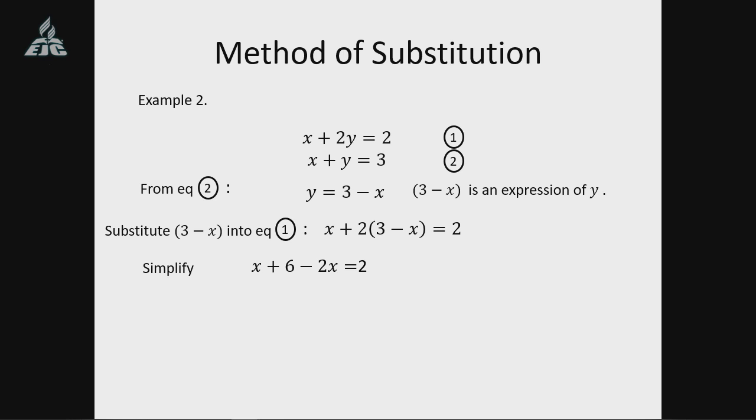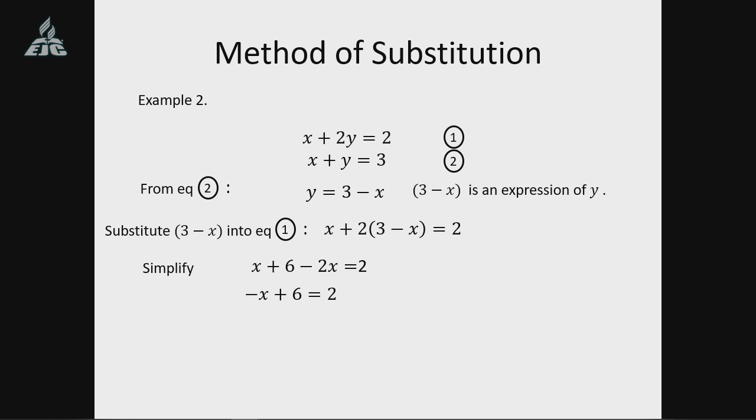Now we can tidy this up a little bit by adding our like terms. We identify x and negative 2x, those are like terms, so we can add them. And of course, x minus 2x would give us negative x. And of course, plus 6 equals 2.